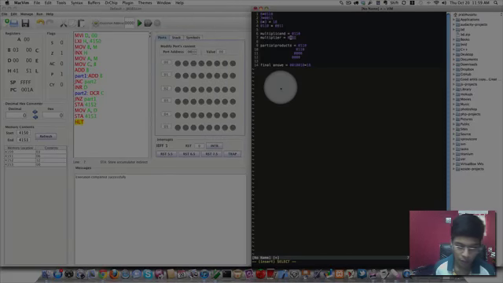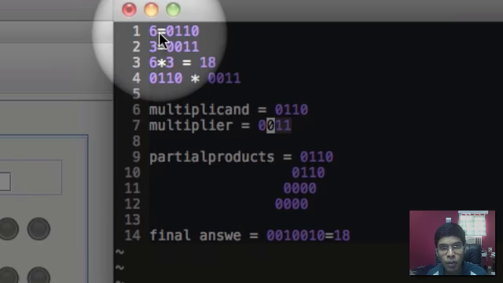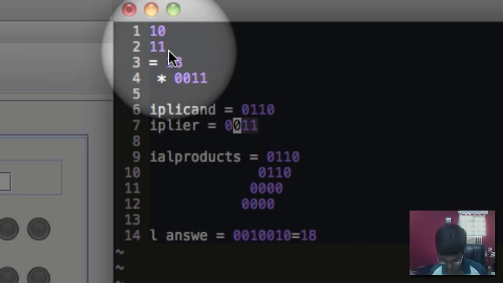So we'll see about multiplication of two 8-bit numbers using 8085 now. So we'll take an example first. The multiplicand we are having here is 6 and the multiplier is 3 here.